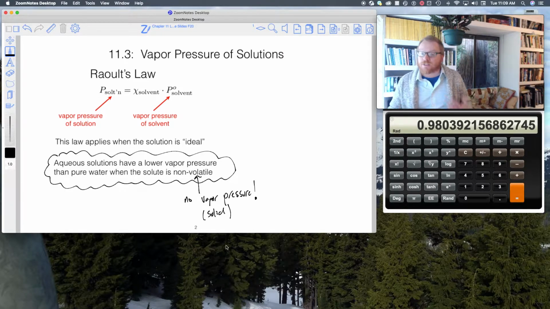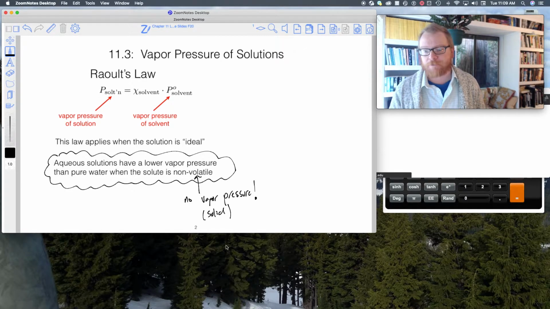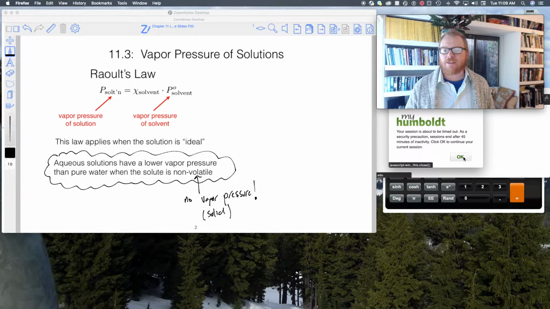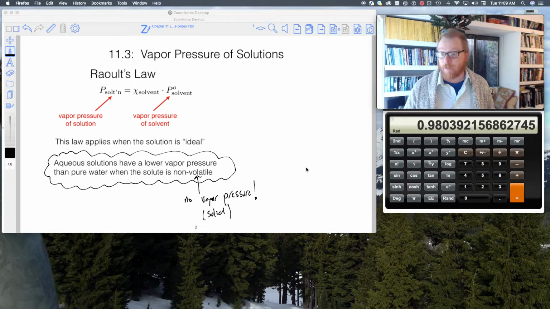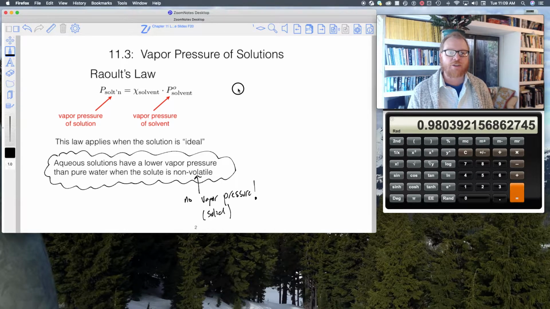So typically that means it's a solid. Now, as it turns out, some solids can have vapor pressure. It's very small, the vapor pressure of solids, incredibly small. So we don't really worry about the vapor pressure of the solid when we're talking about the vapor pressure of a solution with a dissolved solid. So if I draw a couple pictures here to show you what's really going on, what's at play.